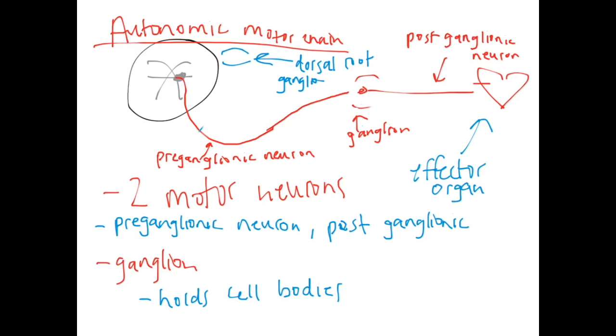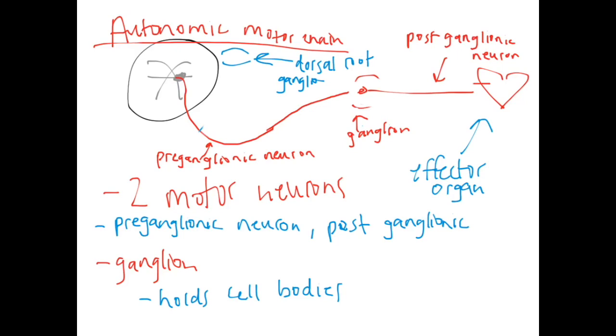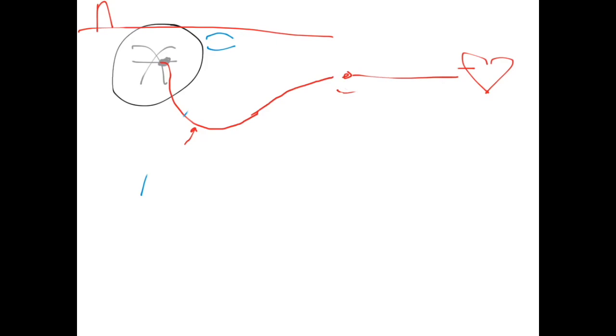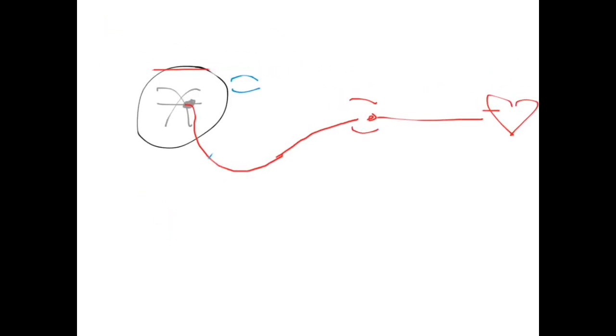Some other stuff that we might want to note. Just going to copy and paste it if I can. All right, that worked. So the other thing we want to identify is what neurotransmitters. We were talking about that. So this preganglionic neuron is always going to release acetylcholine, always.